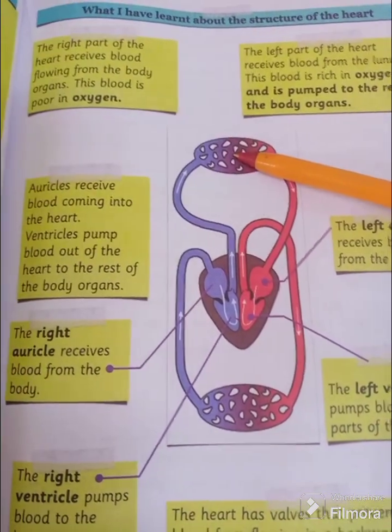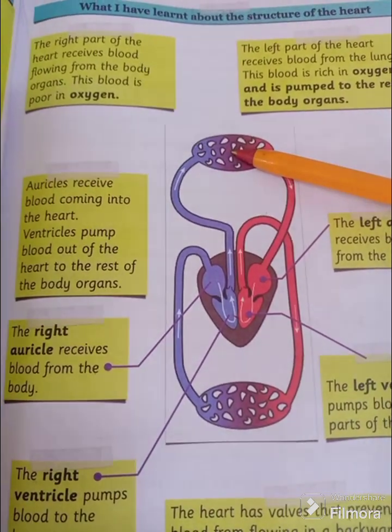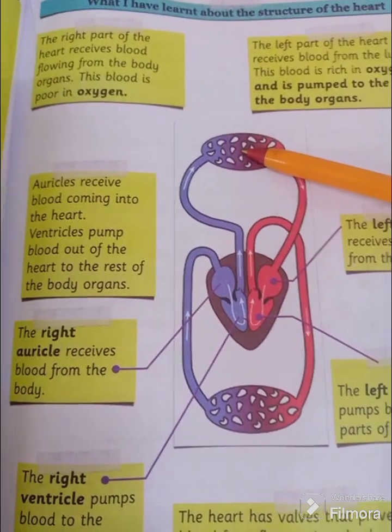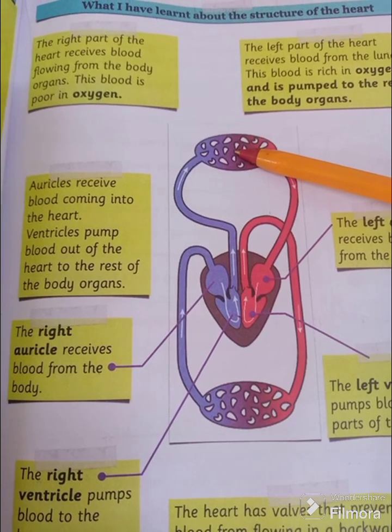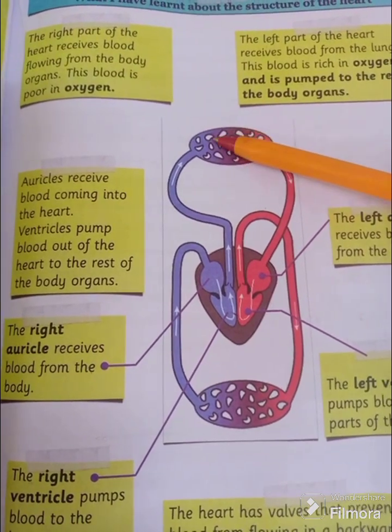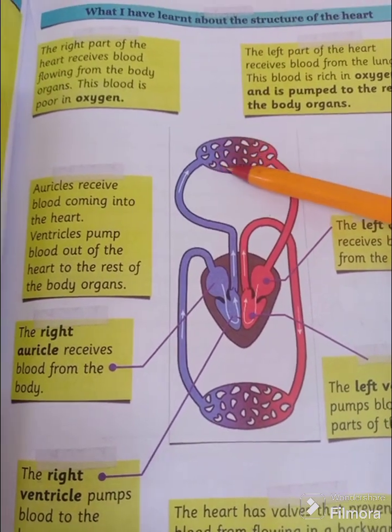So in the lungs, two things will happen. The first one, carbon dioxide will be removed from the blood, and the second thing that will happen is that oxygen will be added to the blood. That is what happens in the lungs. Carbon dioxide is removed and oxygen is added.